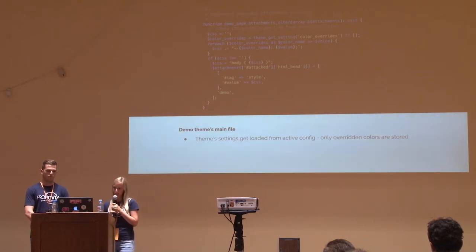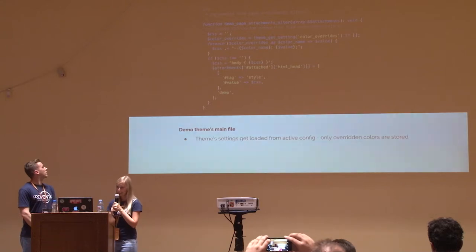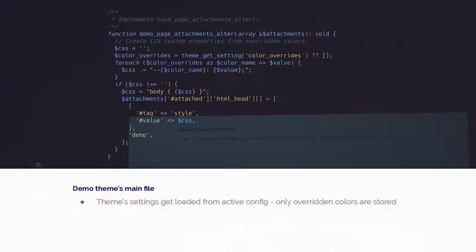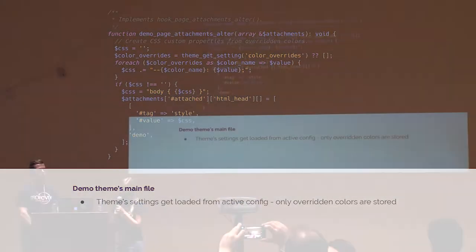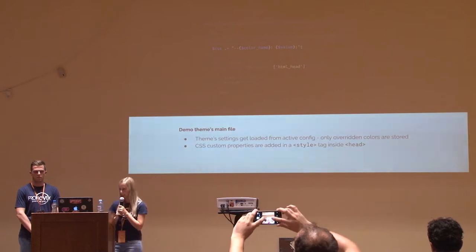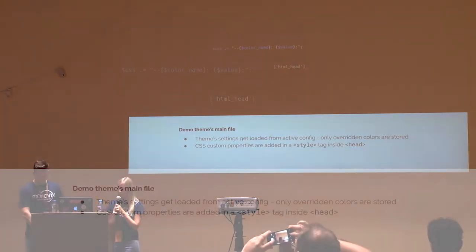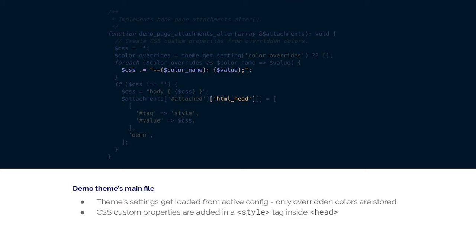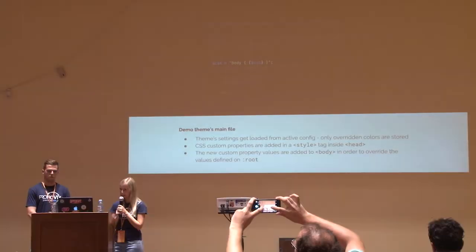And so after saving the form, this is where the overrides are generated. This is a simple page attachments alter hook. And as you can see, we fetch the overridden colors from the theme settings. And we generate the CSS custom properties from the overrides. And we add it to the HTML head. And it's important to note that we use the body selector to add the overrides.